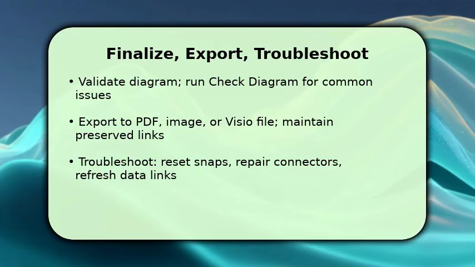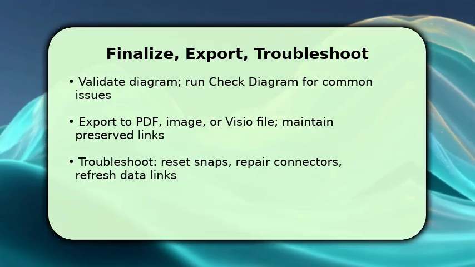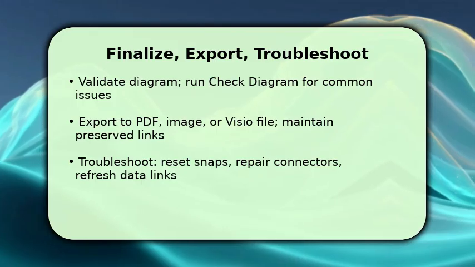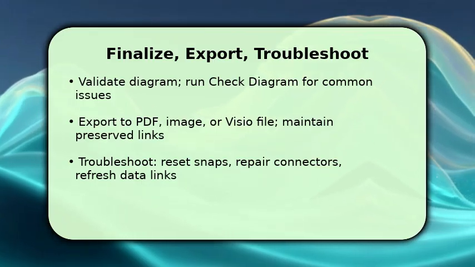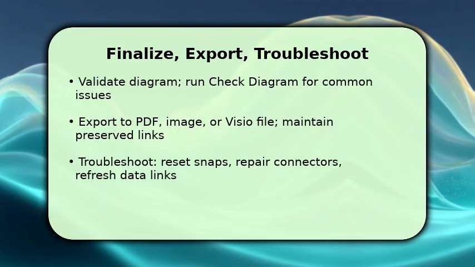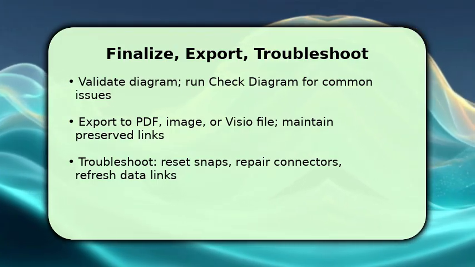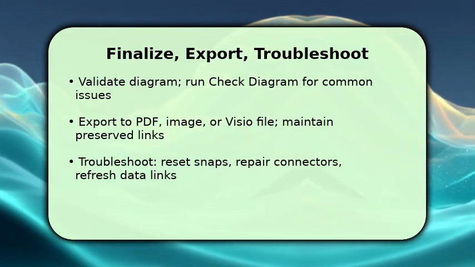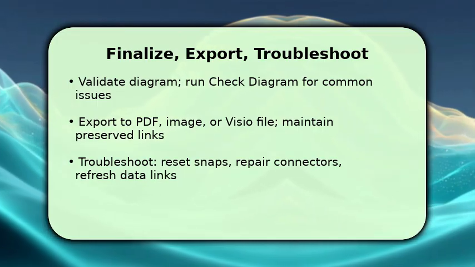If something breaks, first reset the snap/grid and reroute connectors to clear overlaps. Then refresh any external data links if graphics don't update. Finally, save a versioned backup and test the exported file to confirm presentation fidelity before distribution.